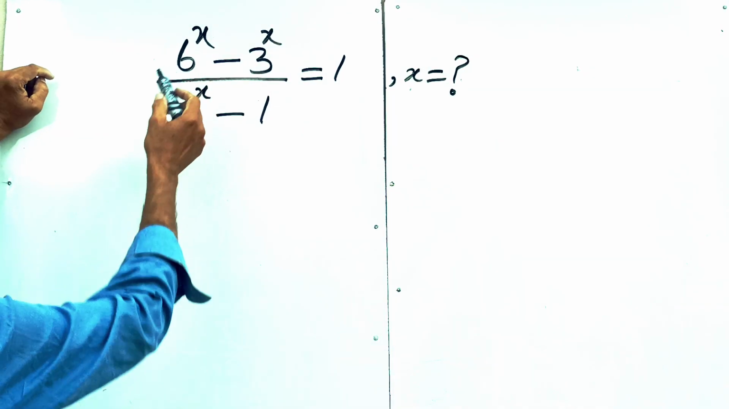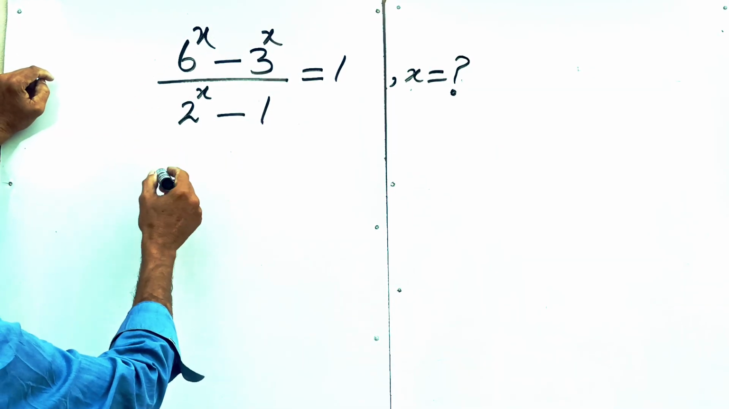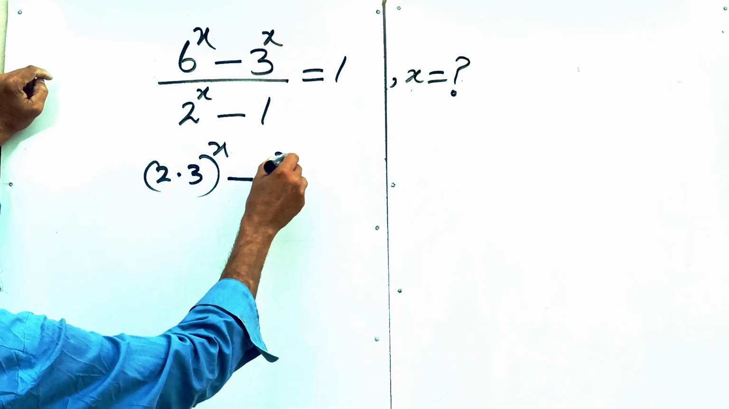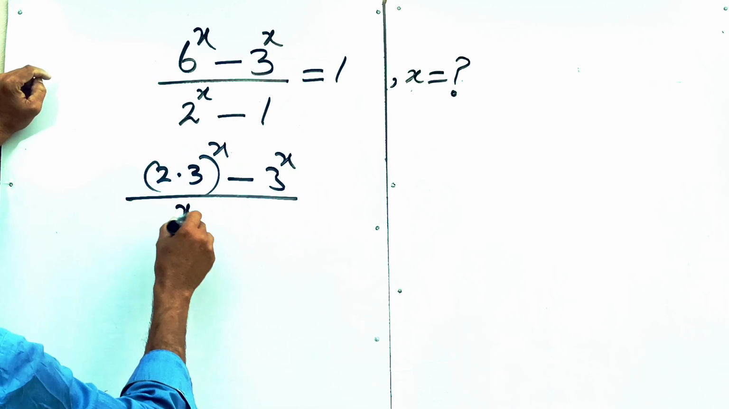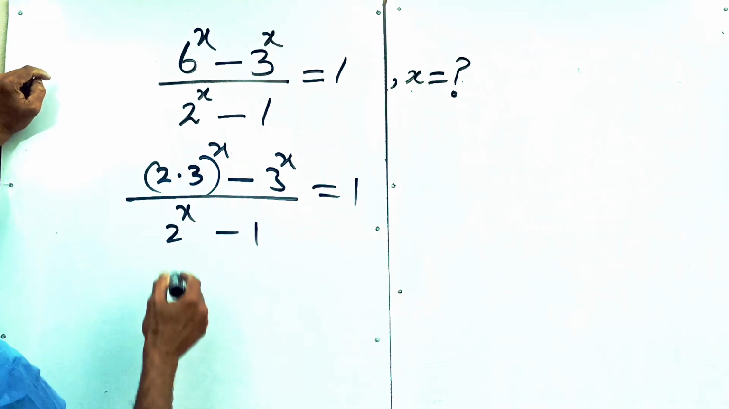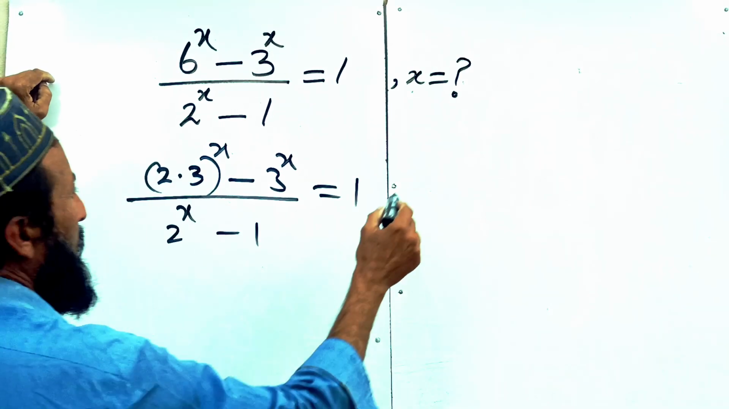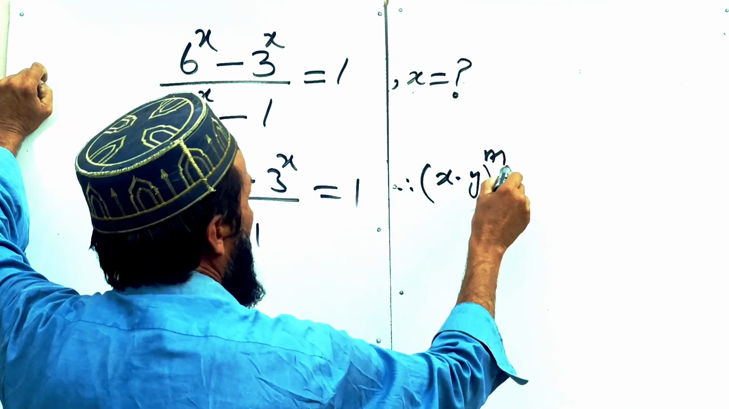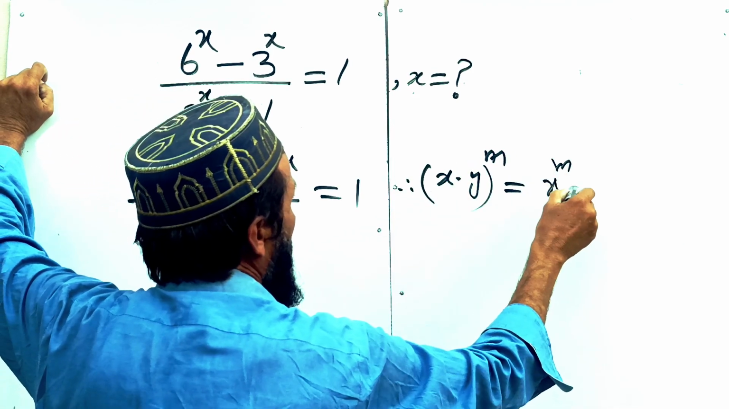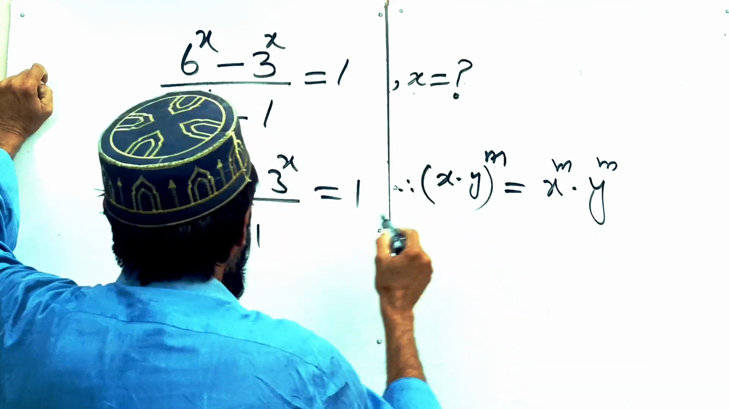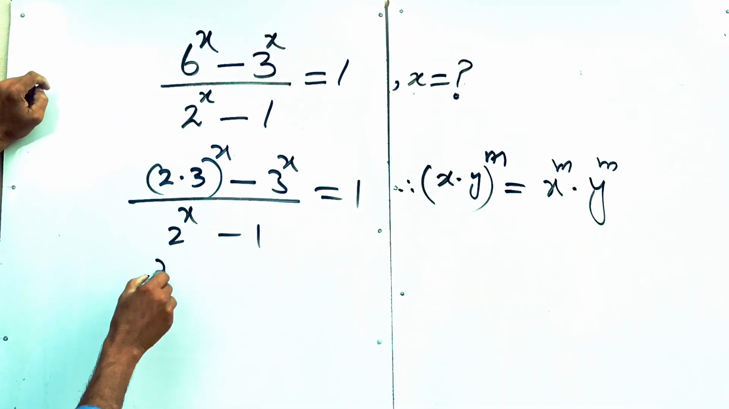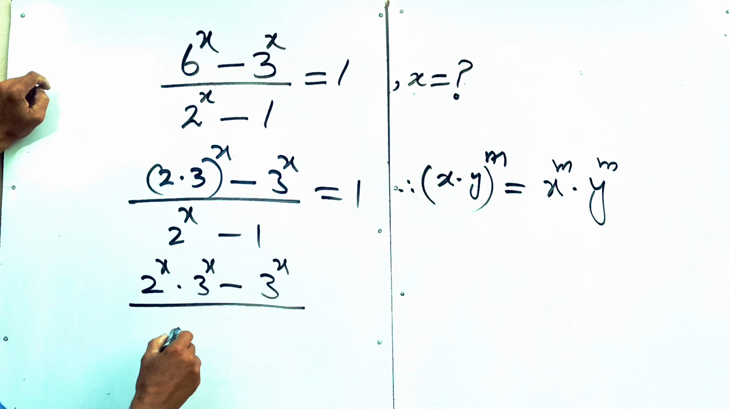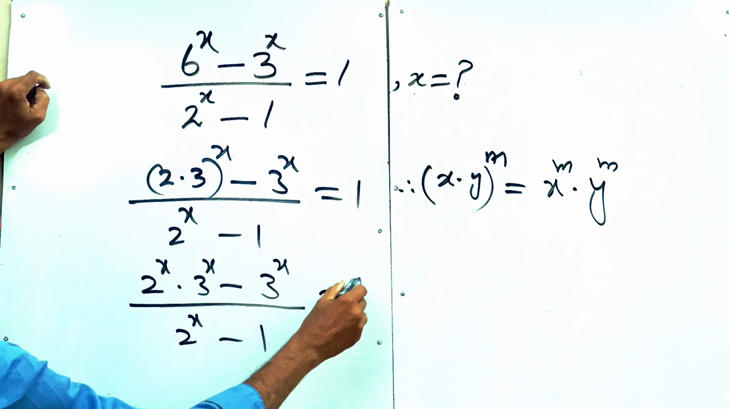First of all, we factor 6^x and write it as (2 × 3)^x minus 3^x, divided by 2^(x-1), equal to 1. According to the exponent rule, (xy)^m = x^m y^m. Using this rule, we expand the term into 2^x · 3^x minus 3^x, divided by 2^(x-1), equal to 1.